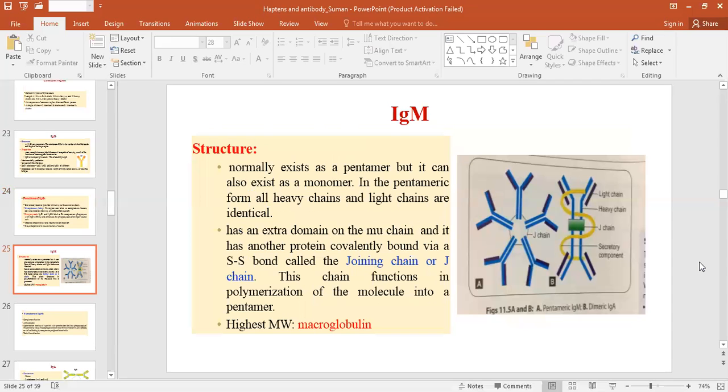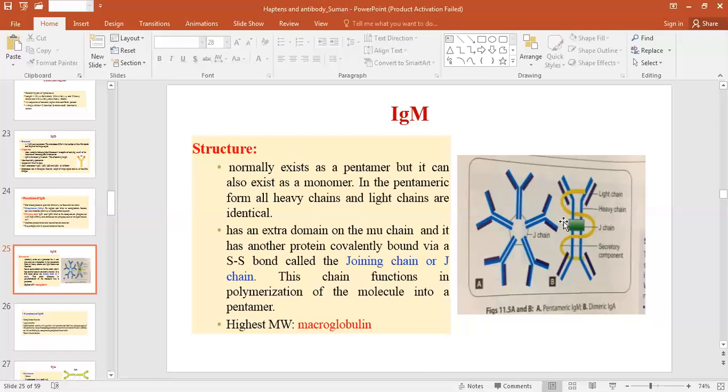Next one is IgM. This IgM is a pentameric form of immunoglobulin. Normally, they exist as a pentamer, but they can exist as a monomer. And in the pentameric form, all the heavy chains and the light chains are identical. You can see all the light chains and the heavy chains are identical, meaning all the monomers are identical. This particular immunoglobulin has an extra domain on the main chain. This is the extra domain.